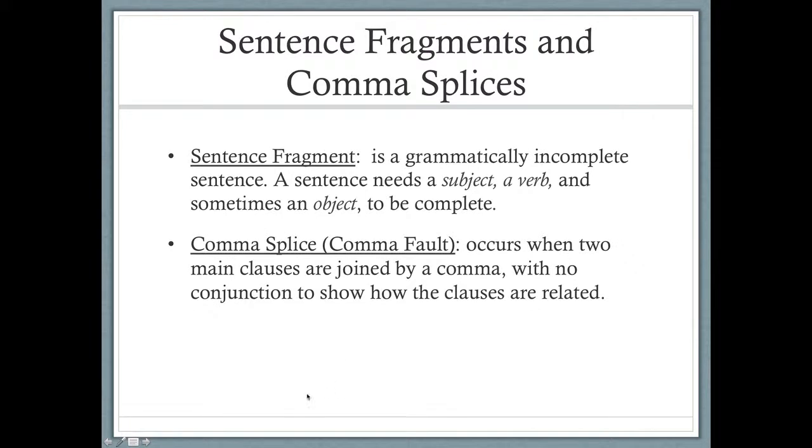Sentence fragments and comma splices. A sentence fragment is a grammatically incomplete sentence. Okay? A sentence needs a subject, a verb, and sometimes an object to be complete. There are sentences in English that are complete sentences with simply a subject and a verb. Most sentences in English, though, do have a subject, verb, and an object. You definitely need a subject and a verb to have a complete sentence.